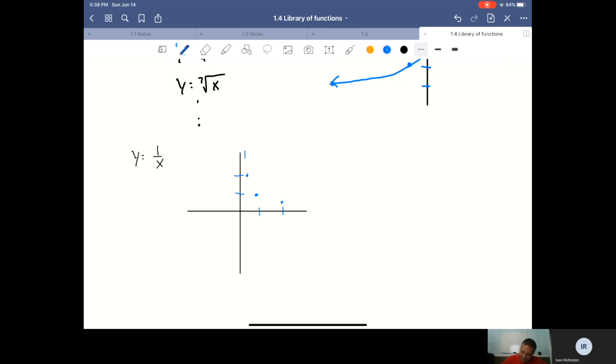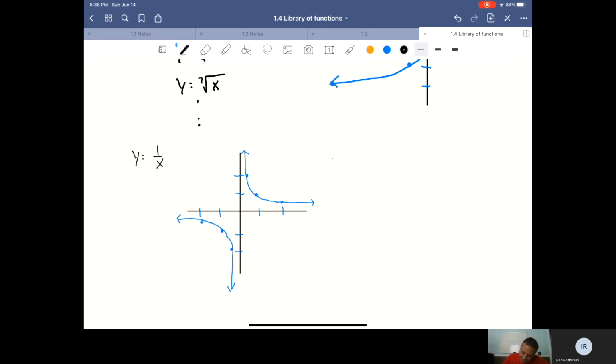We actually graphed this the other day, I think, in the 1.3 videos, so you can look at that again. Negative 1 comma negative 1, negative 2 comma negative 1/2, and negative 1/2 comma negative 2. So y equals 1 over x. If you graph this, just some points, this is what it's going to look like.